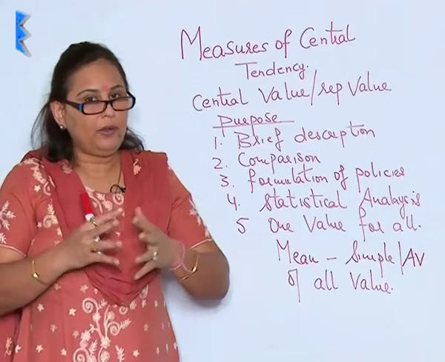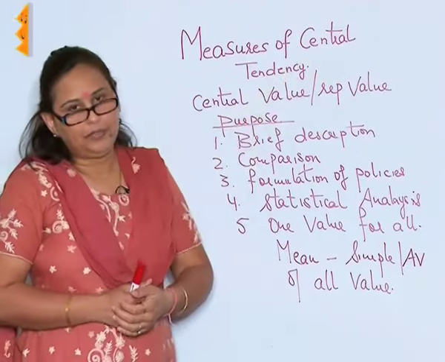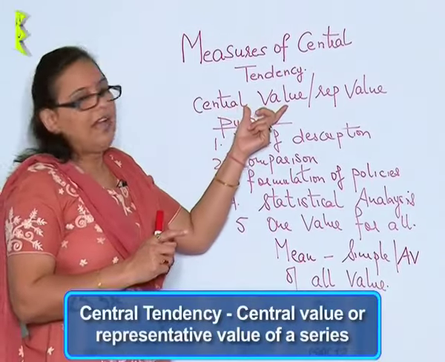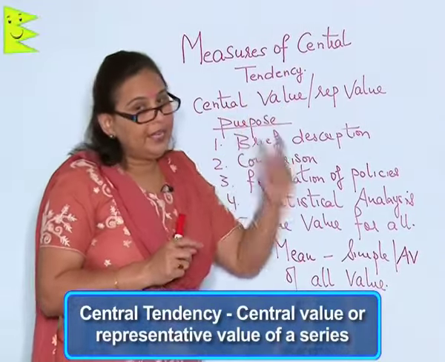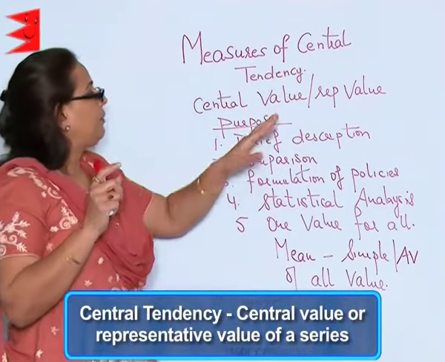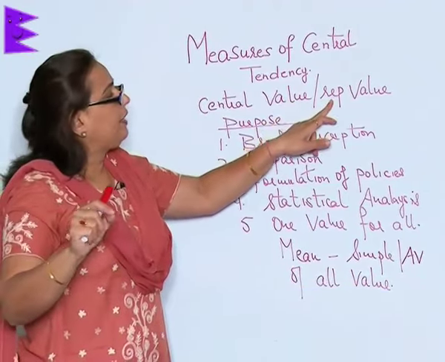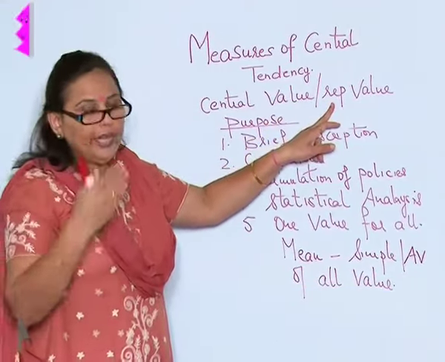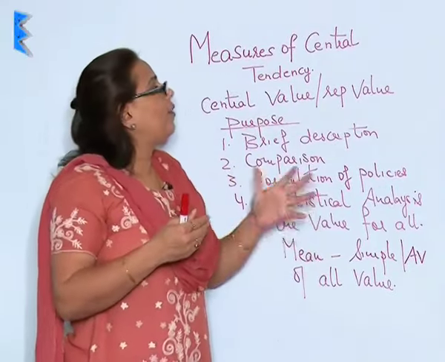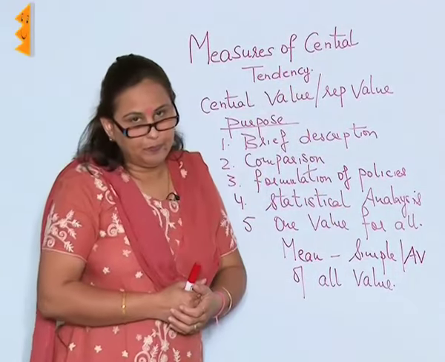Now first of all, try and understand what central tendency is. Central tendency is the central value or the representative value of a series. Meaning to say, either we take the central value or the representative value which we find out by different methods, and this is called the central tendency.